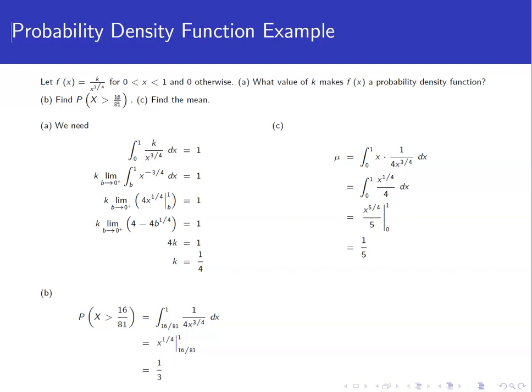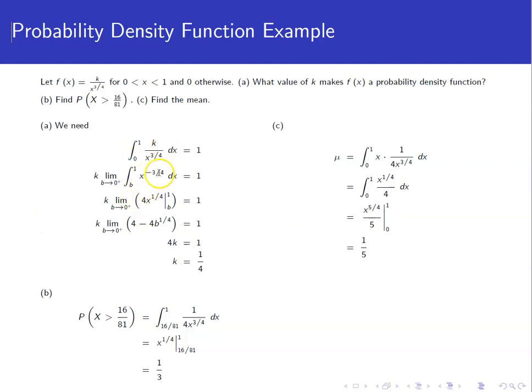So we have the integral from 0 to 1 of k over x to the 3/4 dx is equal to 1. We know that this is an improper integral, so we'll replace the 0 with a b and let b go to 0 from the right. That k is a constant, so I can pull it outside the integral and outside the limit. So I have the limit as b approaches 0 from the right of the integral from b to 1 of x to the negative 3/4 dx. That has to equal 1.